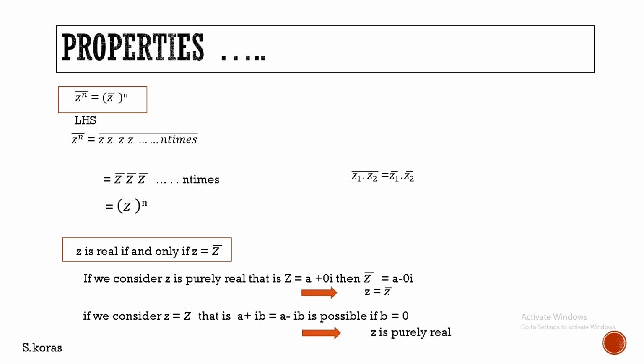In the same manner, we are going to discuss one more property, that is, if z is purely imaginary, what will be the situation? We are going to discuss this property, and the properties we are going to learn are very much useful in solving the problems. So keep this property in mind. Right, let's go to prove the next property.